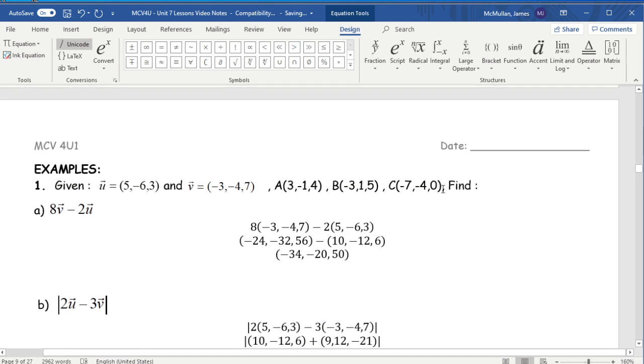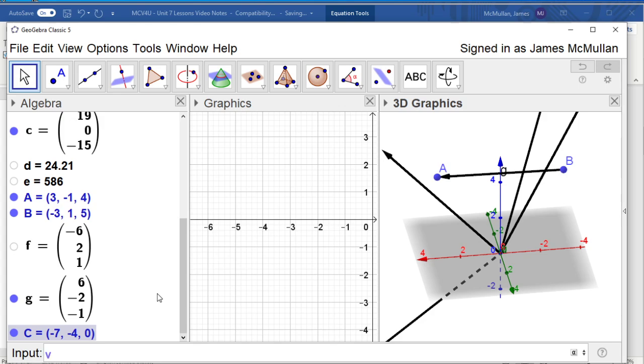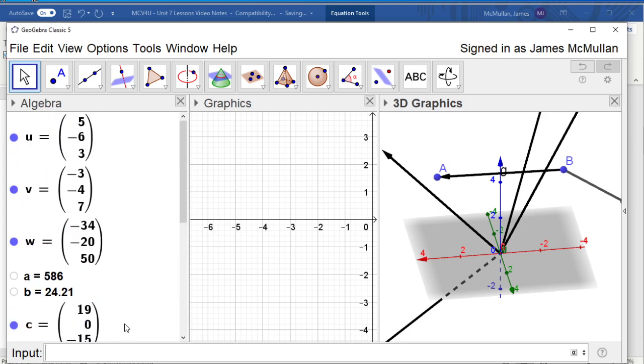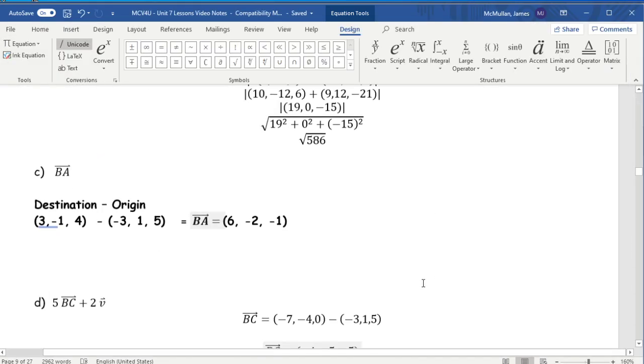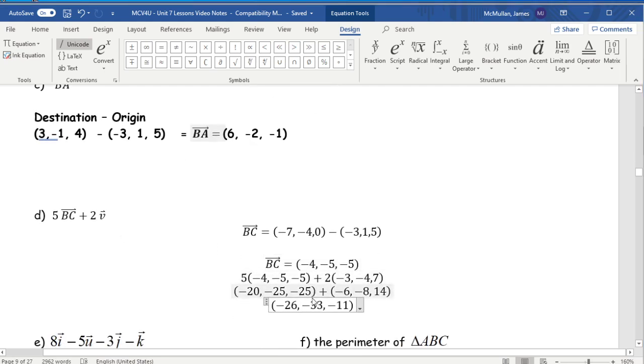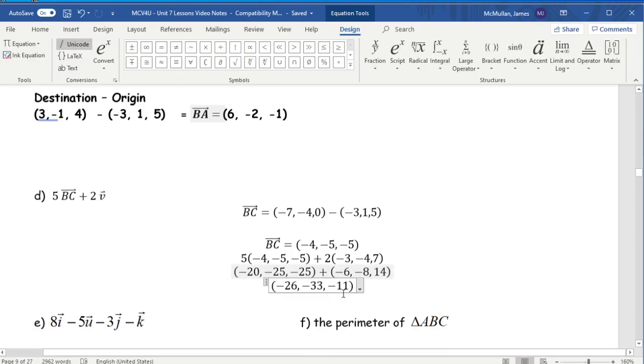Again, let me just quickly check this. So I'm going to input point C, -7, -4, 0. Then I'm going to go vector, so let's say BC equals vector BC. Now we wanted 5 BCs plus 2 V's, I think it was. Negative 26, negative 33, negative 11. Exactly what we said.